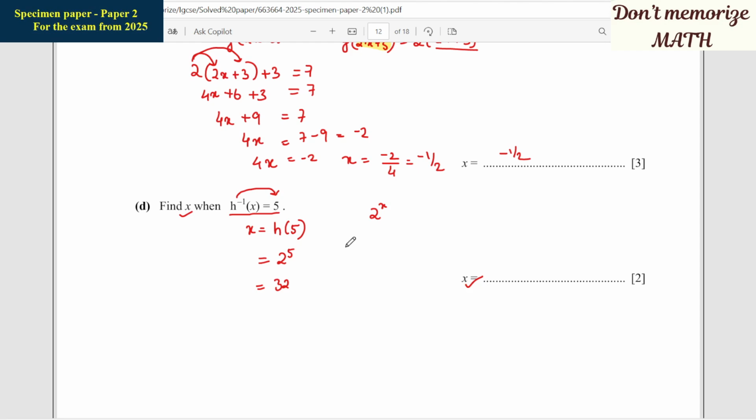What do you mean by 2 raised to 5? 2, we need to multiply 5 times. 2 times 2, 4. 4 times 2, 8. 8 times 2, 16. 16 times 2, 32. So the value of x is 32.